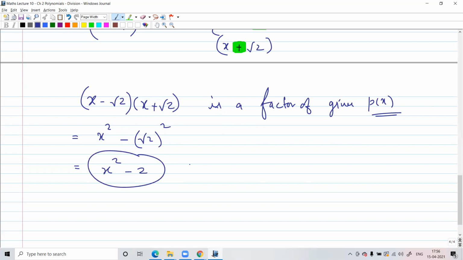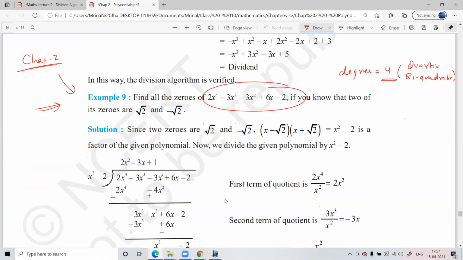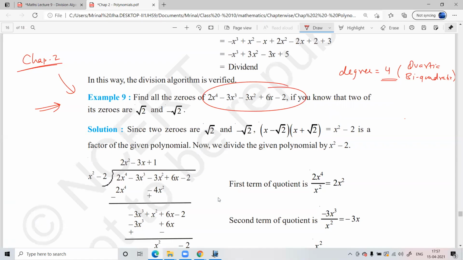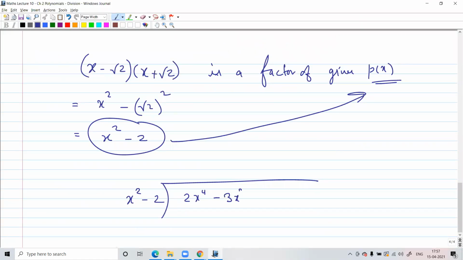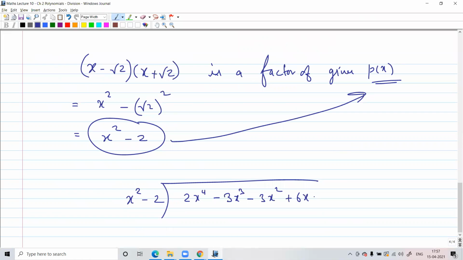So I'm saying that x square minus 2 is a factor of this given polynomial. So if I divide my polynomial p(x) by x square minus 2, then I will get the remaining factor. So let's do that division. x square minus 2 will be the divisor, and this will be your dividend: 2x to the power 4 minus 3x cubed minus 3x squared plus 6x minus 2. So I want you people to do the division. Complete the division and tell me what is the quotient and what do you think the remainder will be when you do the division?